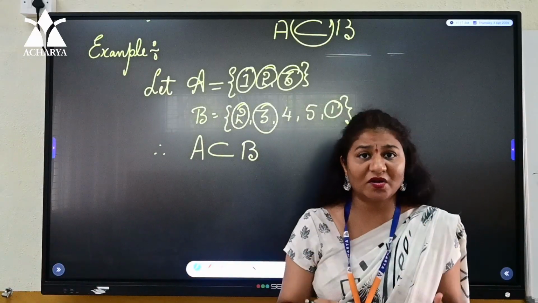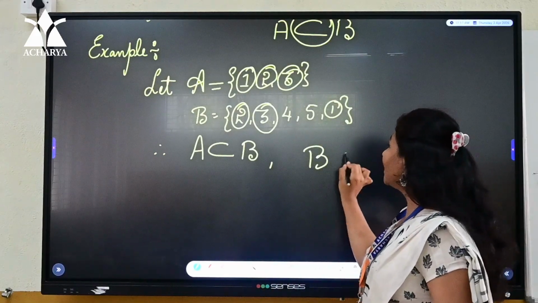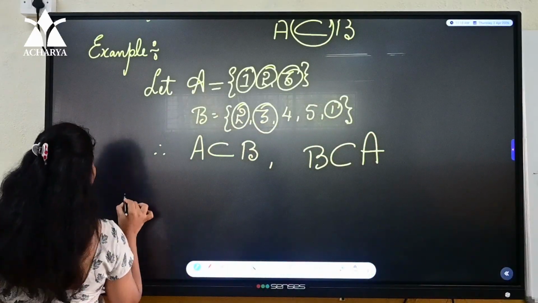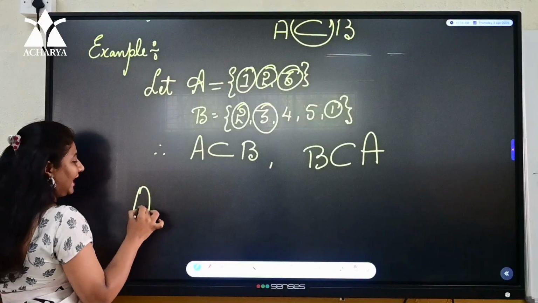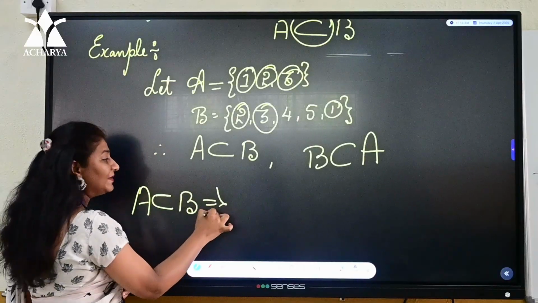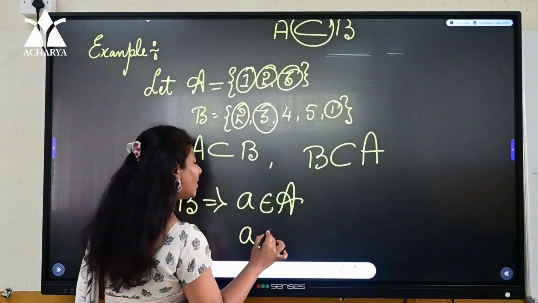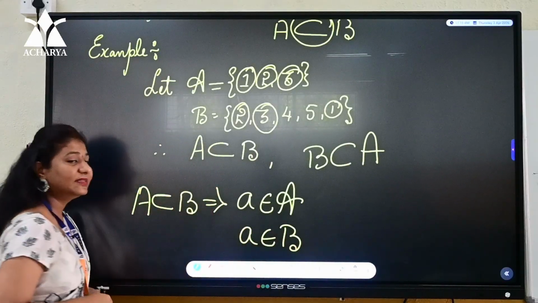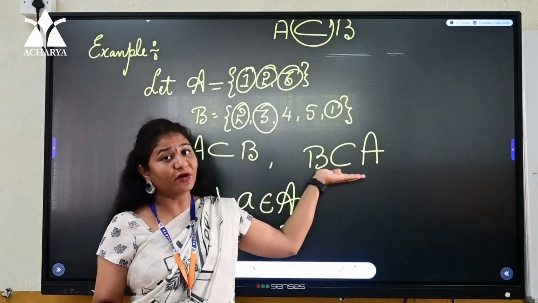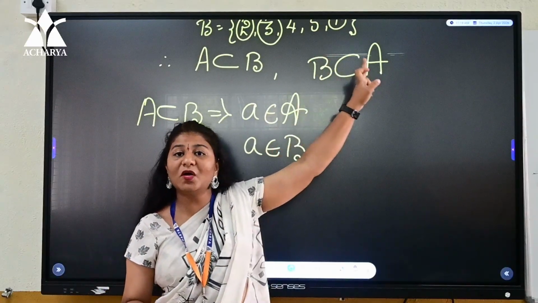Every time we cannot say that A is a subset of B. Sometimes B can also be a subset of A. Let us take A is a subset of B. This implies every element of A also belongs to B. B is a subset of A is possible when every element of B belongs to A.